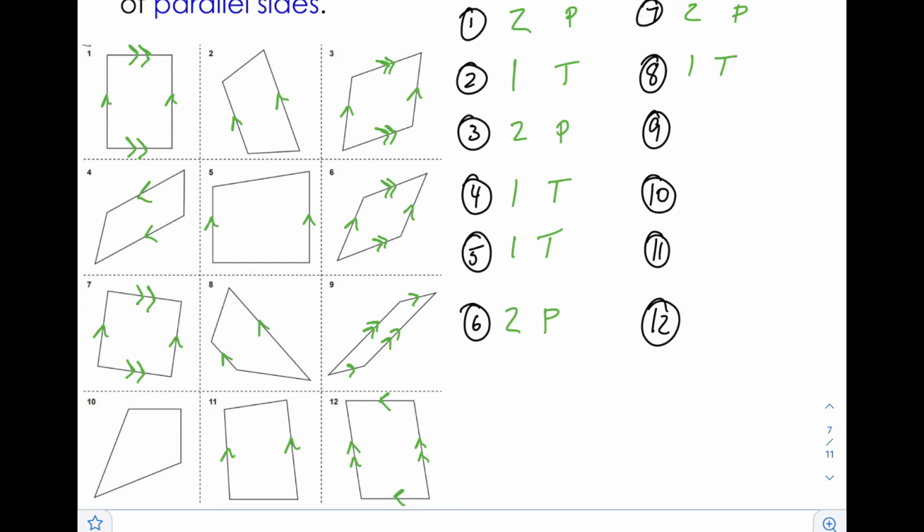9 has 2. 10 has 0, so it's neither a parallelogram nor a trapezoid. We could just simply call it a quadrilateral. 11 has 1. And 12 has 2.